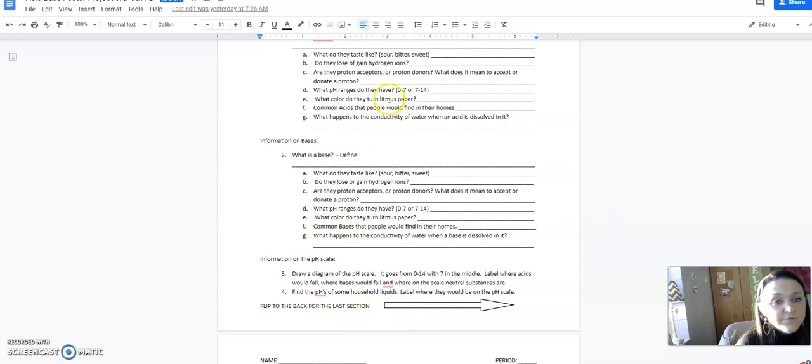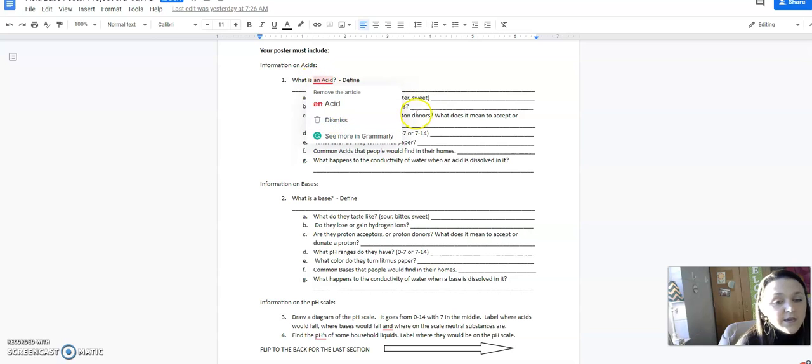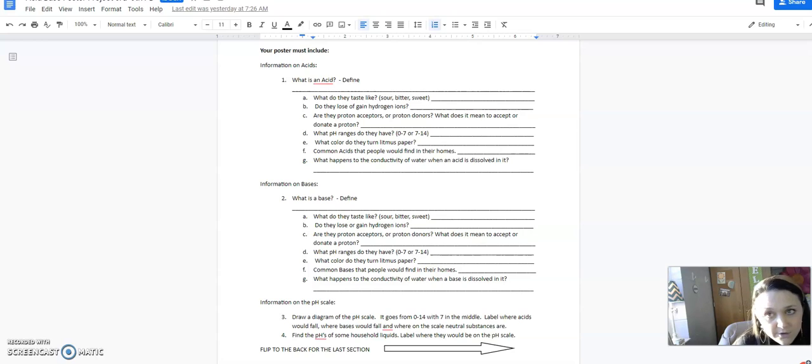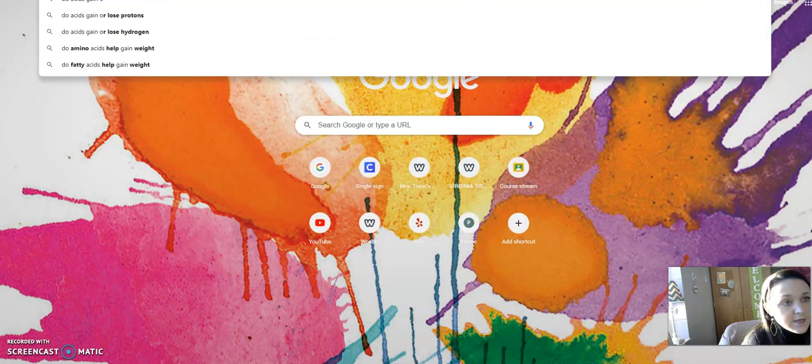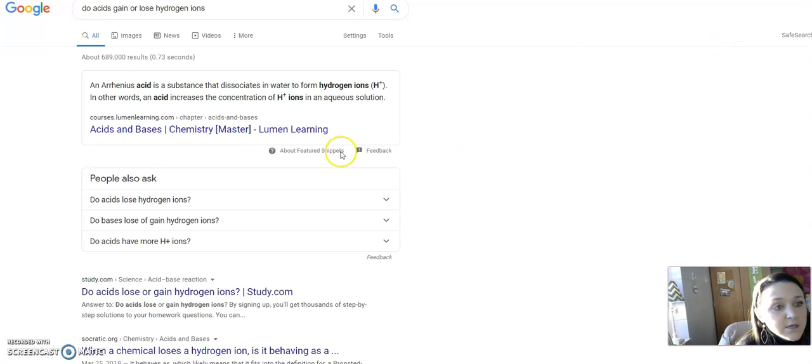So read it carefully. If you don't know the answer, you can Google. Like, for instance, acids, do they gain or lose hydrogen ions? So you could Google, do acids gain or lose hydrogen ions? And you would get: an acid is a substance that associates in water to form hydrogen ions. In other words, an acid increases or releases the hydrogen ions.